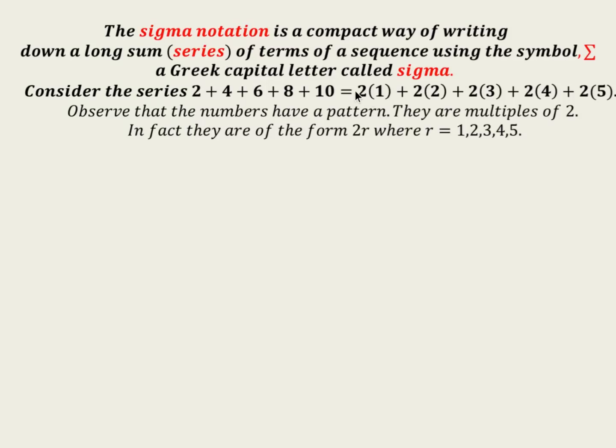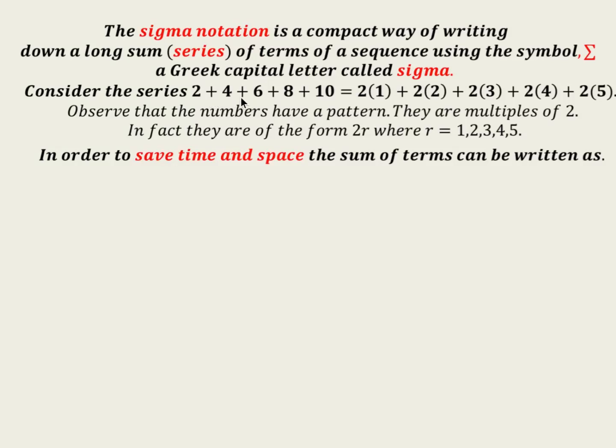You can see that the numbers have a characteristic in that they are all multiples of 2, so that 2 can be written as 2 into 1, 4 as 2 into 2, 6 as 2 into 3, 8 as 2 into 4, and then 10 as 2 into 5. You can observe that the numbers have a pattern. They are multiples of 2 or even numbers. In fact, they are of the form 2r, where r equals 1, 2, 3, 4, or 5.